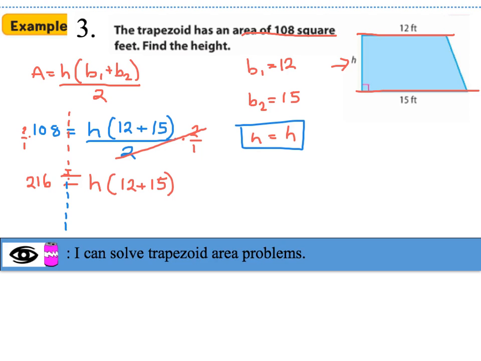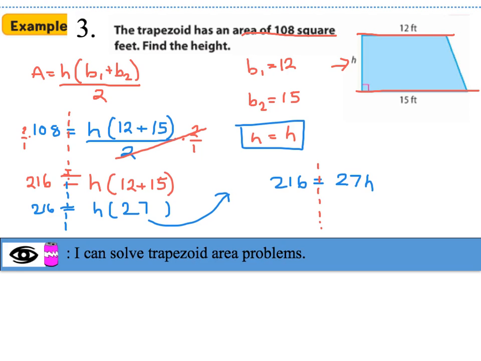And let's work with the items inside of the parentheses. So 15 plus 12 would be 27. So I can rewrite this problem like this. 216 is equal to 27h. And this is also a problem that you know how to solve because you just continue drawing the fulcrum.